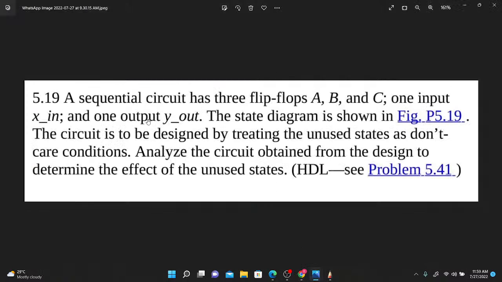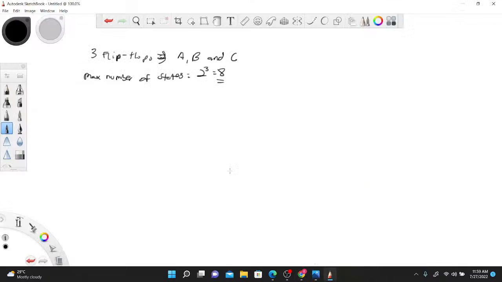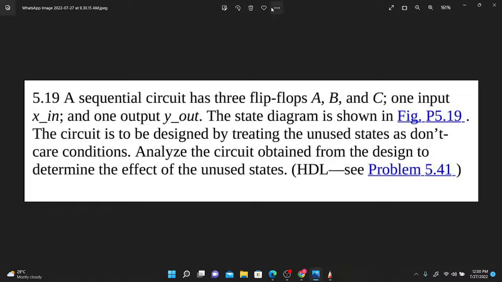One input X in and one output X out, meaning that there's a different question than what we've seen so far. So far we just want to change states. Right now we have an input X in and Y out. You understand? It will change the way we analyze the circuit. So let's see how that happens. The state diagram is shown in this one.